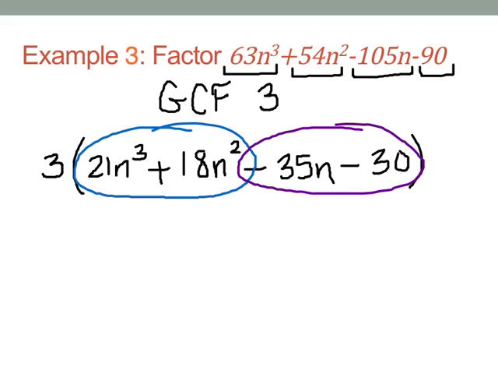Well, for the first group, the blue group that I circled, 21 and 18. What number can you think of that can be divided out of 21 and 18? Well, that number happens to be 3. And now n cubed and n squared, the greatest common factor, remember you take the variable with the smallest power, so that would be n squared. So my GCF here is 3n squared. And I would be left with 7n plus 6.